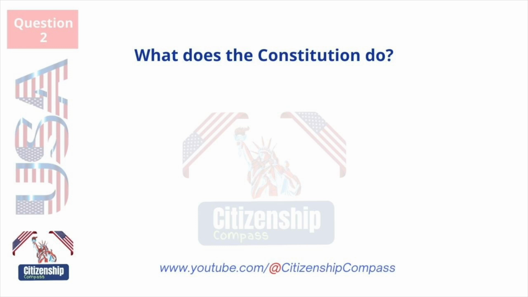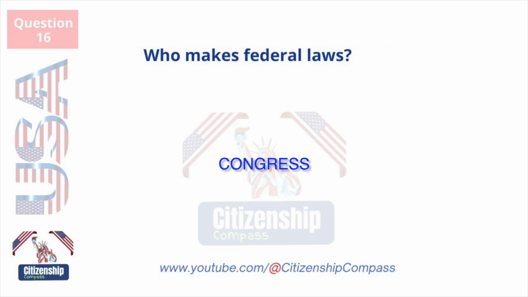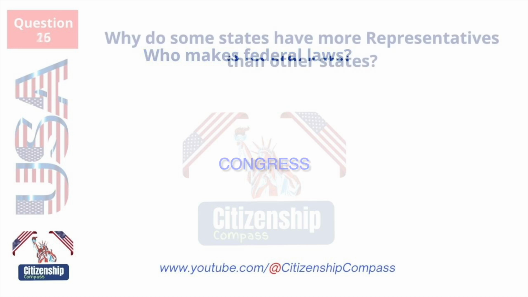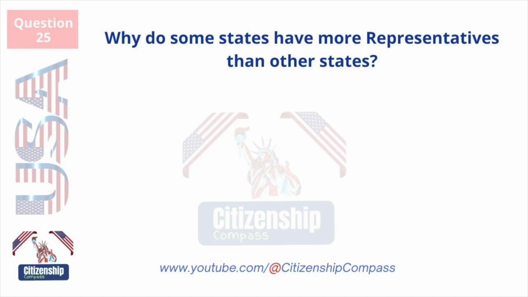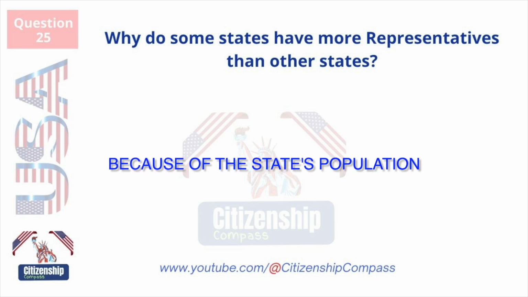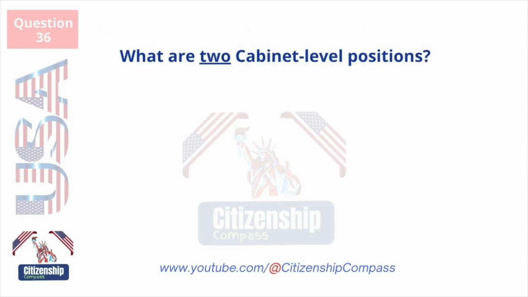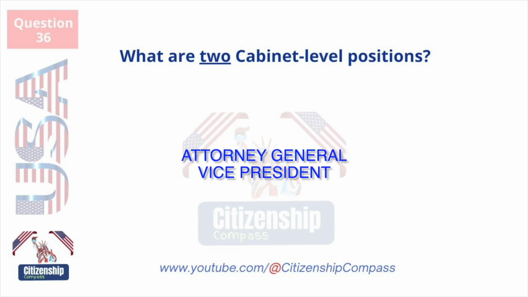What does the Constitution do? Sets up the government. Who makes federal laws? Congress. Why do some states have more representatives than other states? Because of the state's population. What are two cabinet-level positions? Attorney General, Vice President.